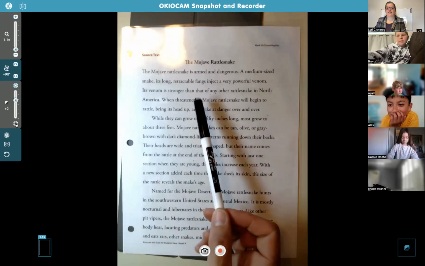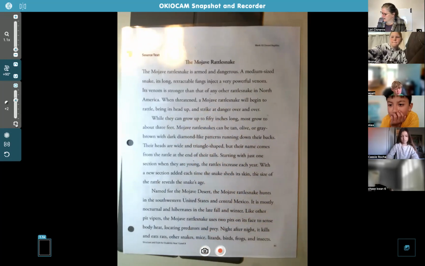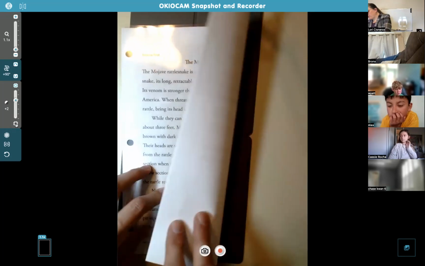I'll be right back. Okay, get out this page. This is page 85. This is Mojave rattlesnake. Now remember, looking at this, I don't think there's a back to it.